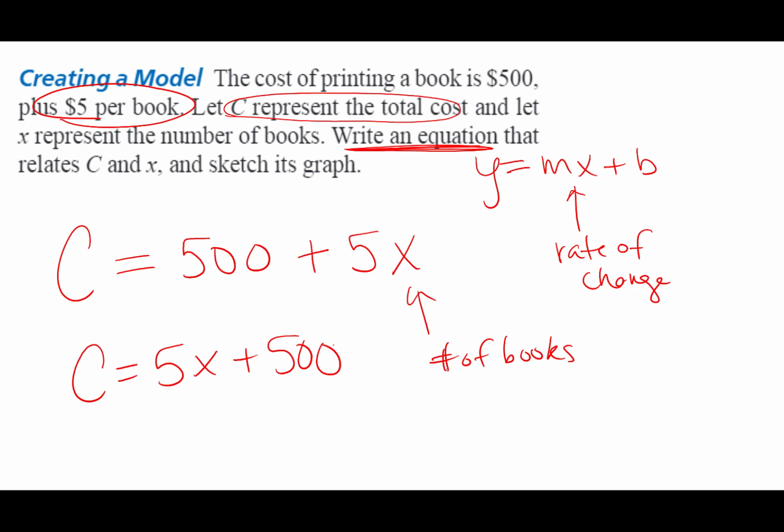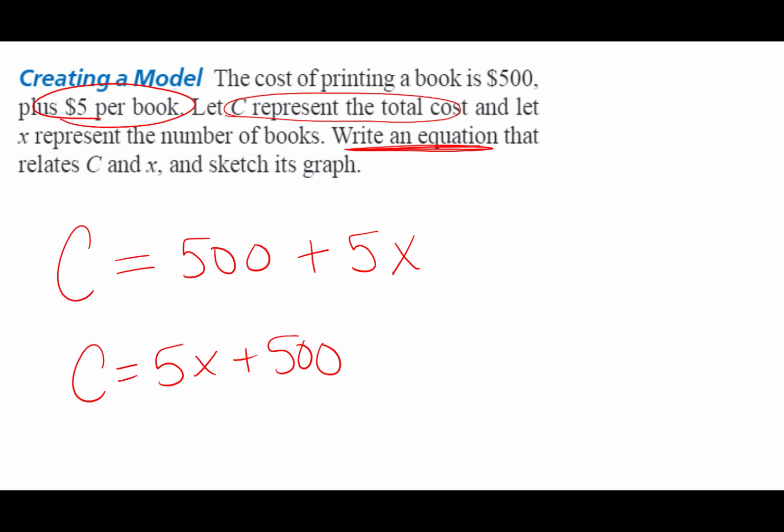Either answer is fine. I don't have a coordinate grid on this slide, but if you did graph this, you would first plot 500 on the y-axis, and then you would rise up 5 over 1 for your slope, and then connect the line.